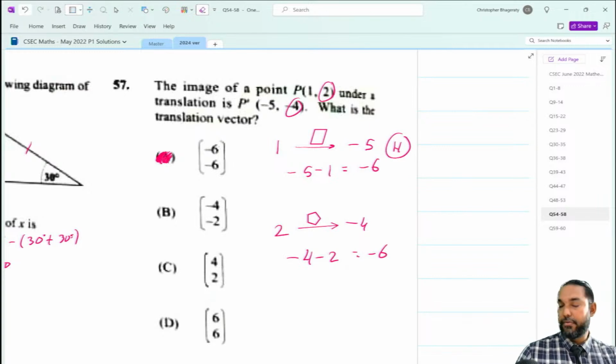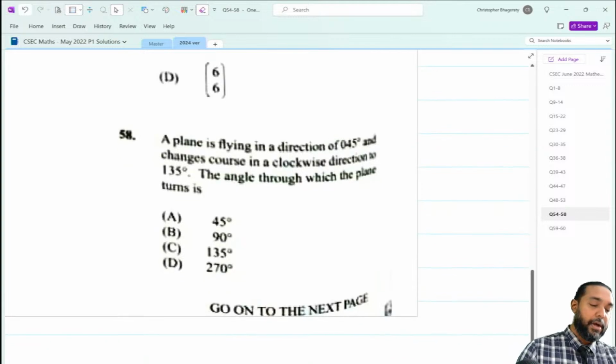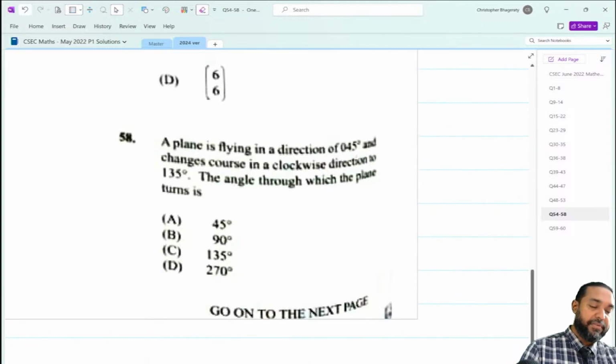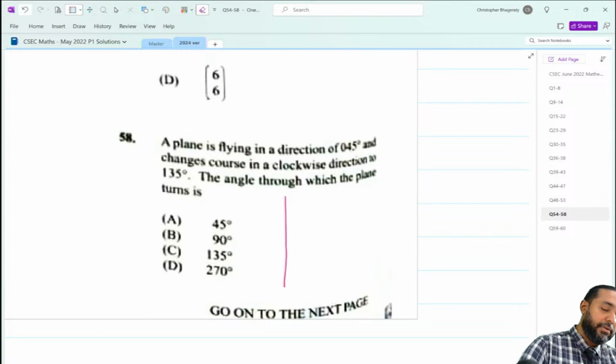57A, very good. A plane flying in a direction of 45 degrees changes course in a clockwise direction to 135. Find the angle through which the plane turns. All right, so you were at 45 degrees here, and you went to 135. That's 90, right? 135 minus 45 is 90.